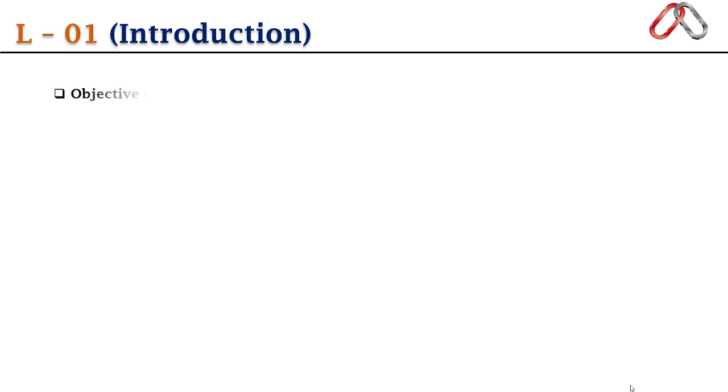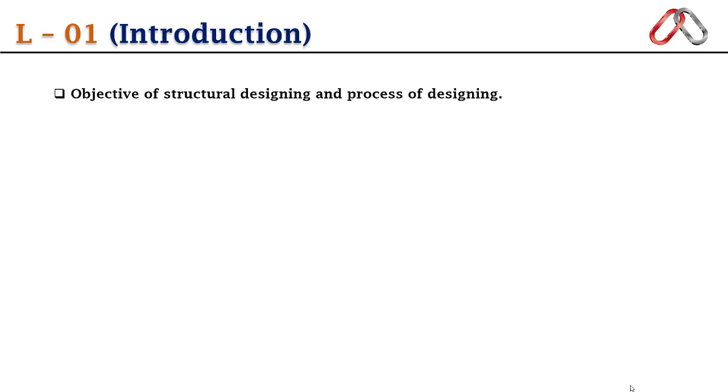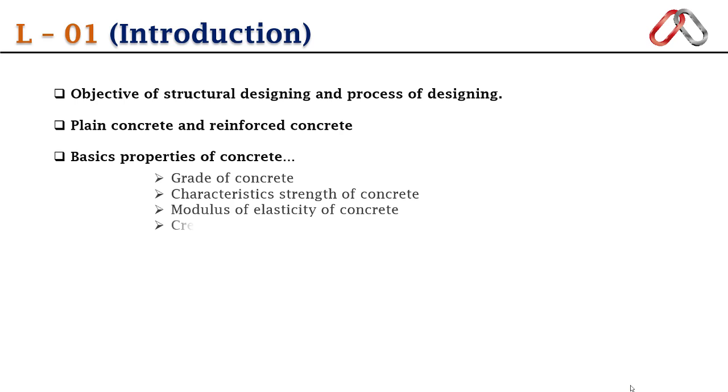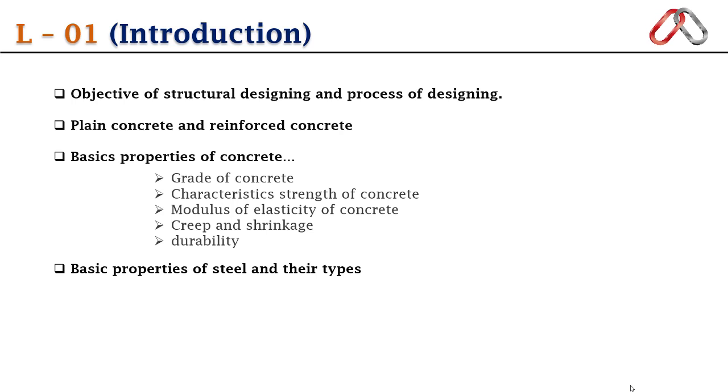In this first lecture, I will explain the objective of structural designing and the process of designing. Then the difference between plain concrete and reinforced cement concrete. After understanding the concept of concrete and steel, you will learn about some basic properties of concrete like grade of concrete, characteristic strength, modulus of elasticity of concrete, creep and shrinkage, and durability. And at last, I will explain the properties and types of steel.